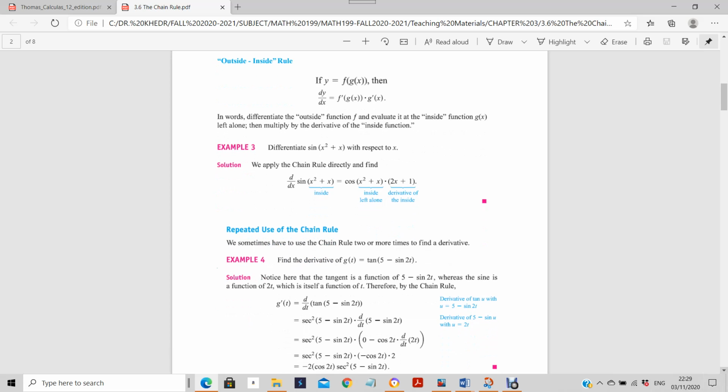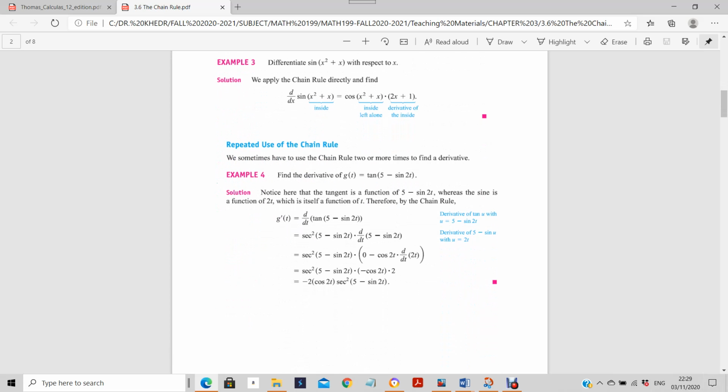Next, we have repeated use of the chain rule. Sometimes we need to use the chain rule maybe more than one time.